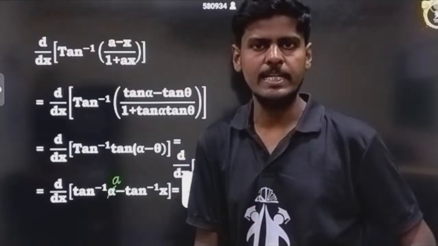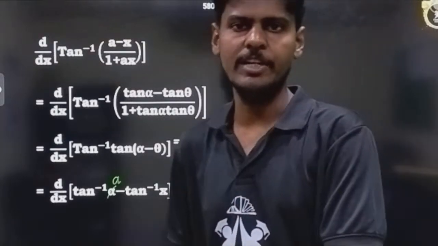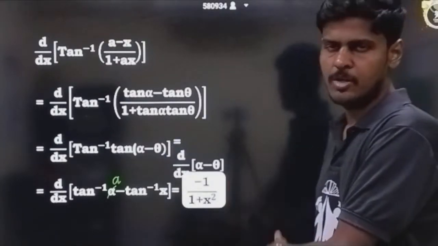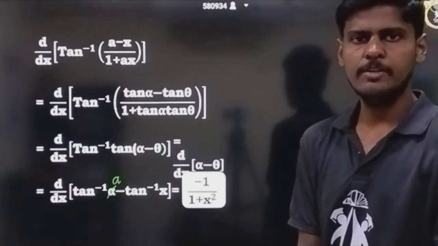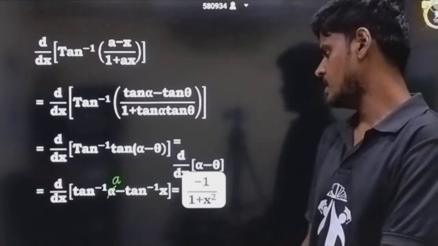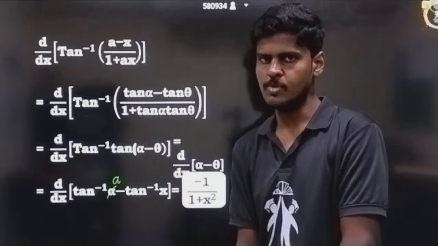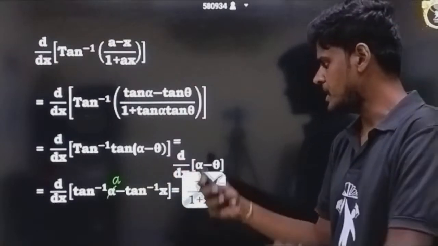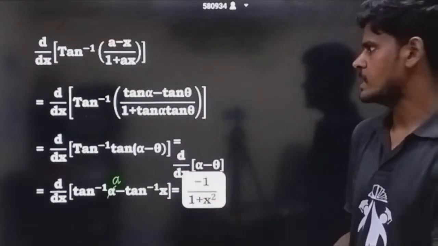It is actually a standard derivative of an inverse function. We already know the formulas for inverse trigonometric functions. Tan inverse x derivative is 1 by 1 plus x square, so minus of tan inverse x gives minus 1 by 1 plus x square.